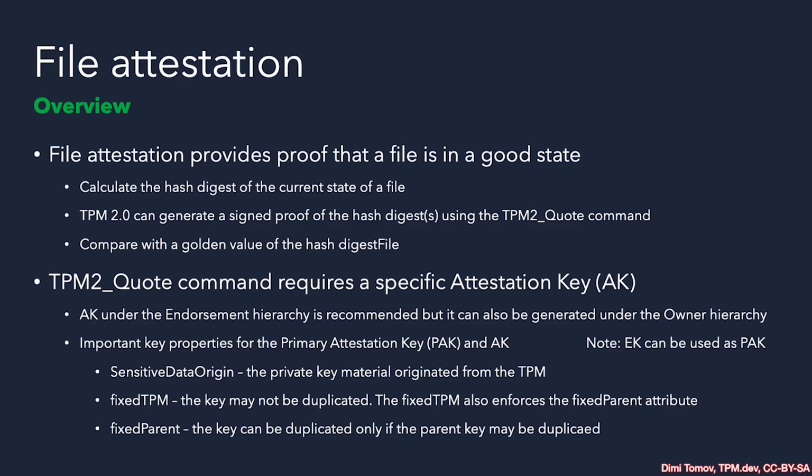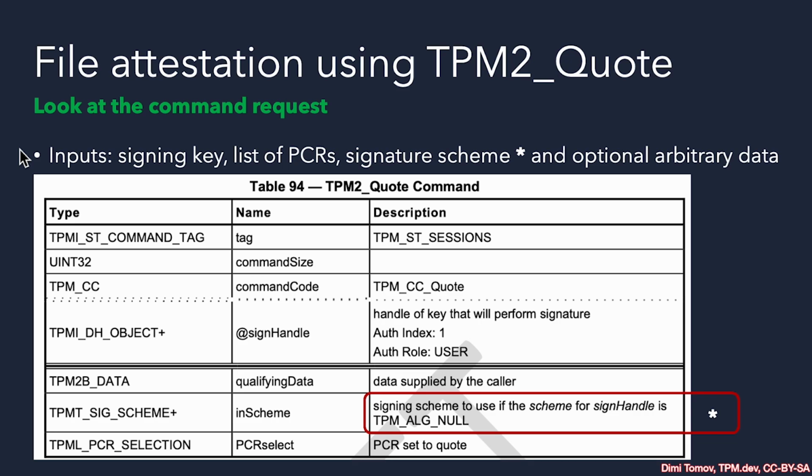Therefore, we need to set the sensitive data origin flag for our attestation key. This will allow the TPM to use that private key material to sign the data from the TPM. Naturally, we also need fixedTPM and fixedParent set, so the key cannot be duplicated and is bound to our TPM on that system. Let's take a closer look at the command request for tpm2_quote.